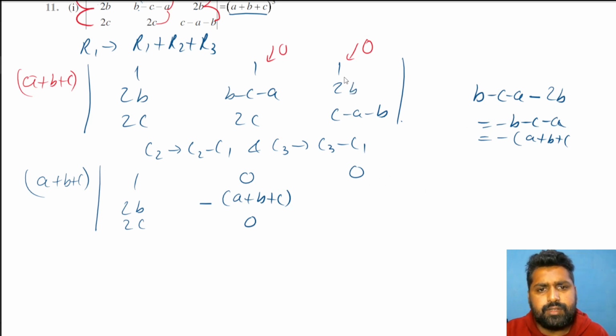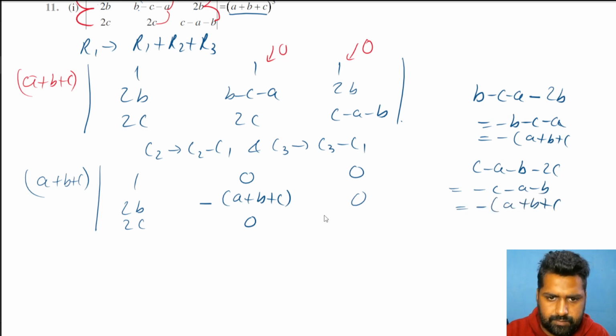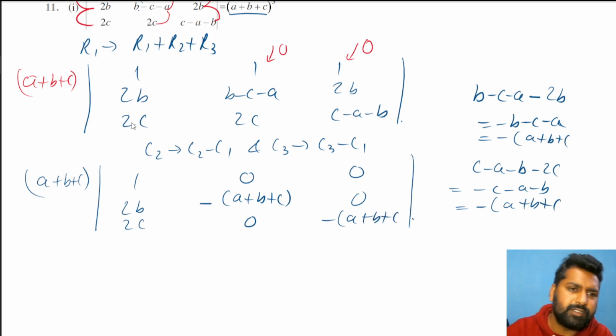This one again, if we subtract 1 from 1, we get 0. 2b from 2b, we get 0. And this is c minus a minus b minus 2c. So again you are getting minus c minus a minus b, which, if we take negative common, is negative of a plus b plus c. And I think after that we already know what we have to do. Expand.